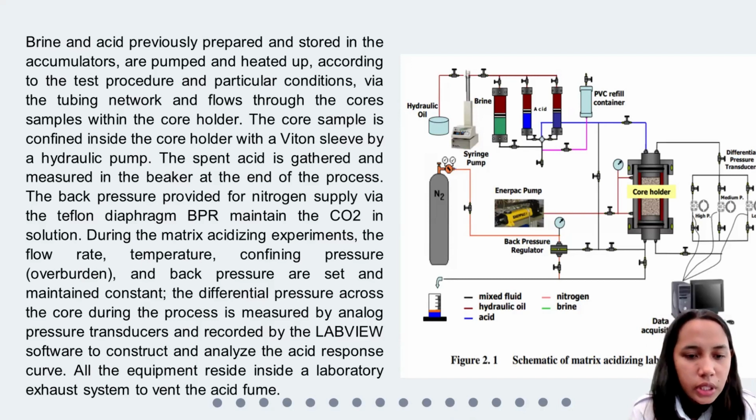Brine and acid, previously prepared and stored in the accumulator, are pumped and heated according to the test procedure and particular conditions. Via the tubing, the fluid flows through the core samples within the core holder. The core sample is held inside the core holder with a sleeve by a hydraulic pump. The spent acid is collected and measured in the beaker at the end of the process.